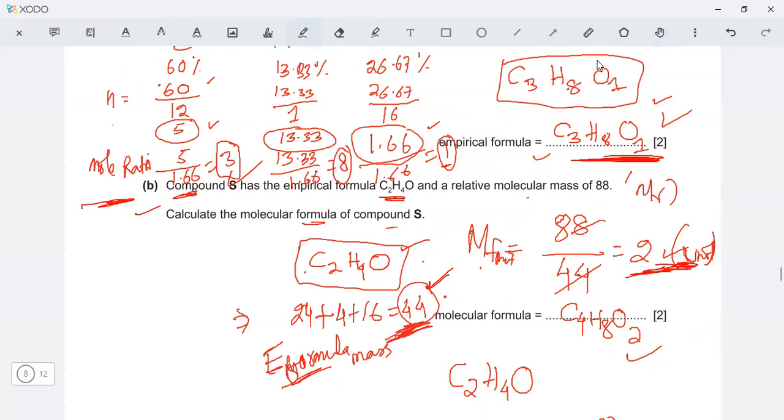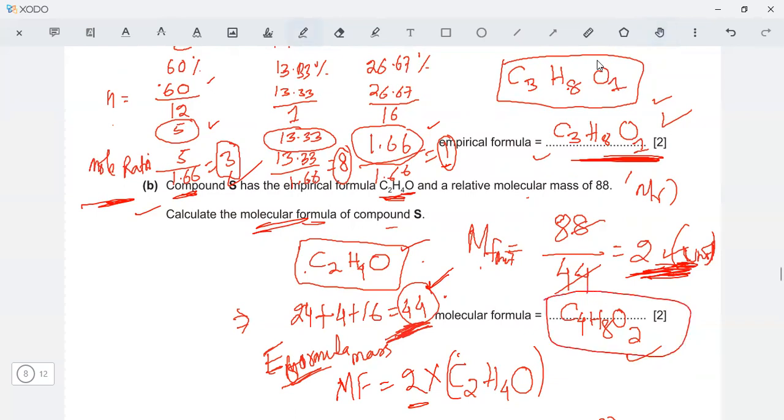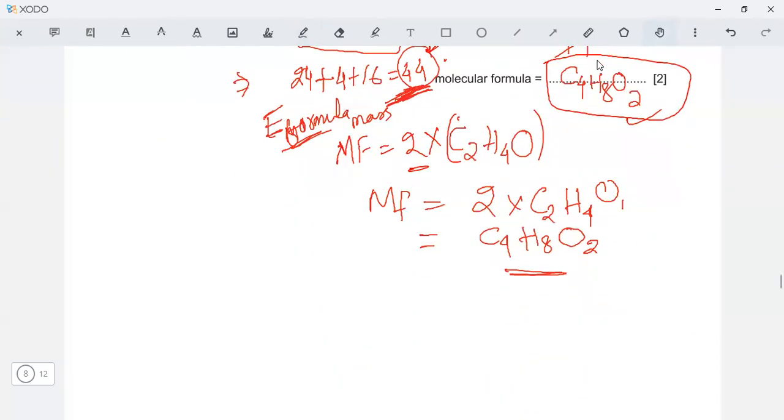Now after getting 2, we have to find the molecular formula. The molecular formula is going to be the unit times the given empirical formula. So the molecular formula, MF, will be equal to 2 times its empirical formula. 2 is basically the unit we got after dividing 88 by 44. So after that, you're going to get C4H8O2. Okay, it's an easy type of question.